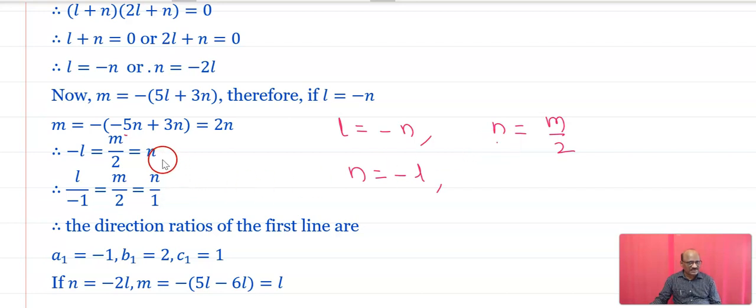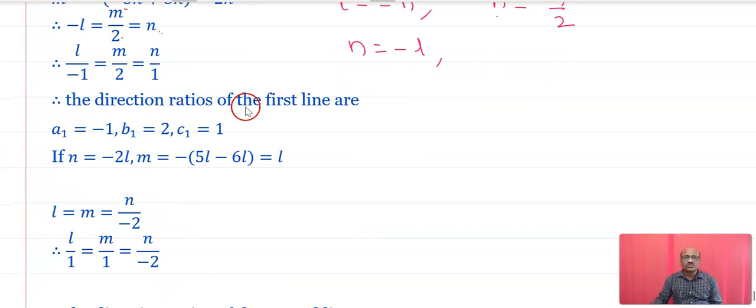n will be as it is, but n equals m by 2, and n equals minus l. This is very important. l equals minus n, m equals 2n means n equals m by 2, and we equate them considering m by 2 and n equals minus l. Now minus l equals m by 2 equals n means l upon minus 1, m upon 2, n upon 1. The direction ratios of the first line are a1 equals minus 1, b1 equals 2, c1 equals 1.